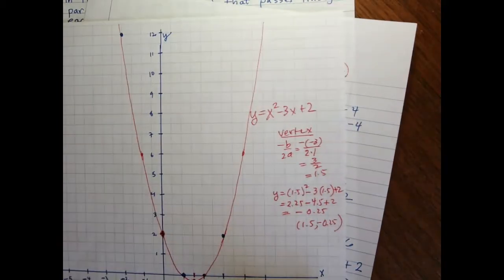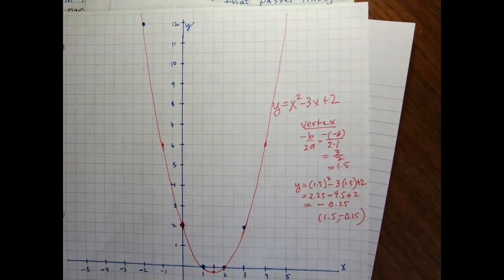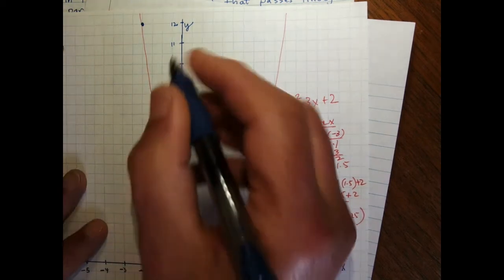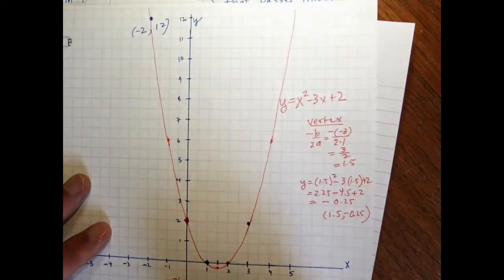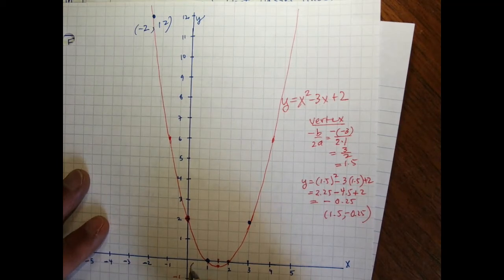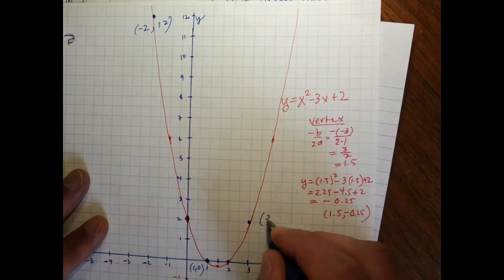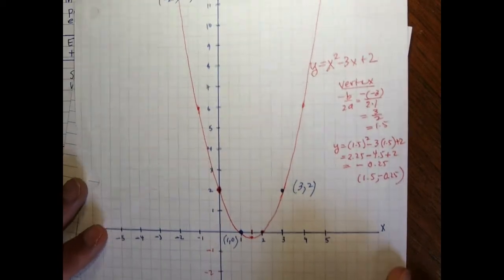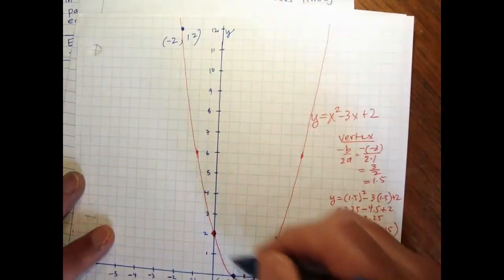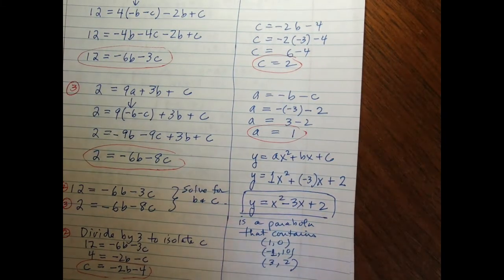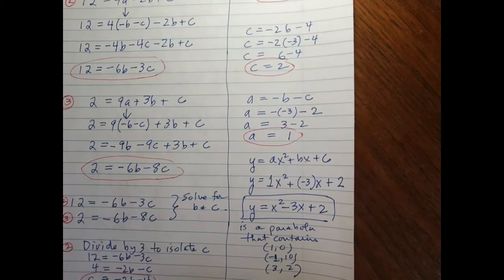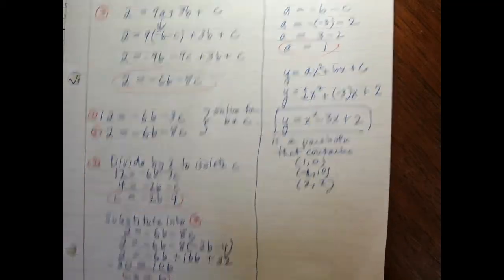And here, I just wanted you to see this picture of the parabola we found in this problem. The graph is not part of the exercise, but here was our point negative 2, 12. Here is the point 1, 0. Here is the point 3, 2. Those were those 3 given points. We actually found the equation of a parabola that passes through those points by solving this system.